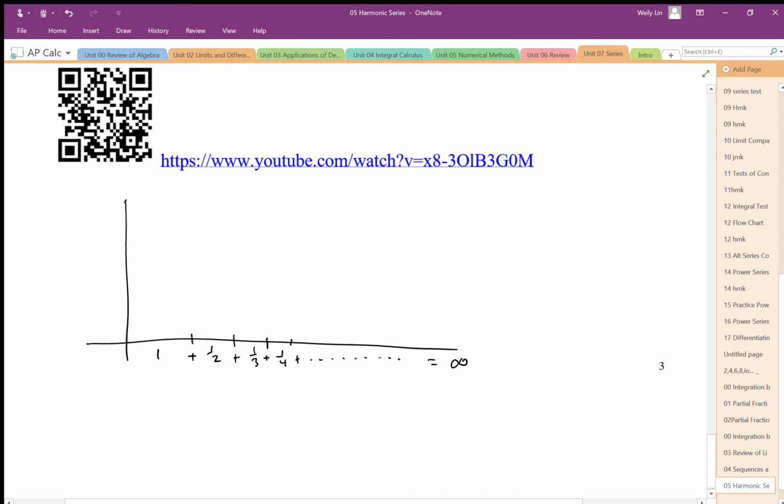So if I were to draw a line along that axis, this purple line here, if I were to draw this out, it's going to be infinite. Okay, so I would need an infinite amount of ink to draw that purple line.